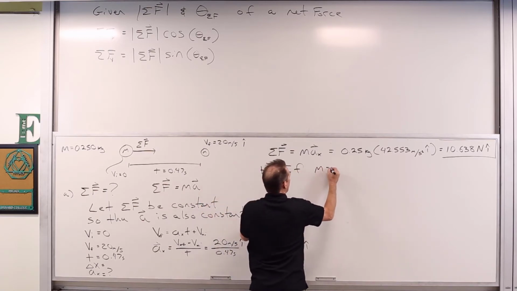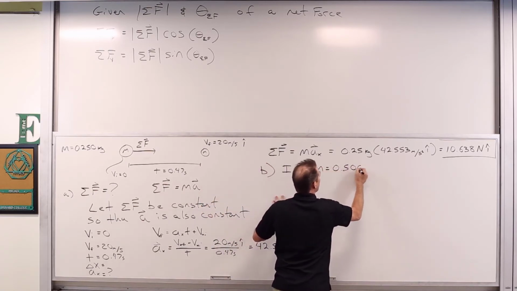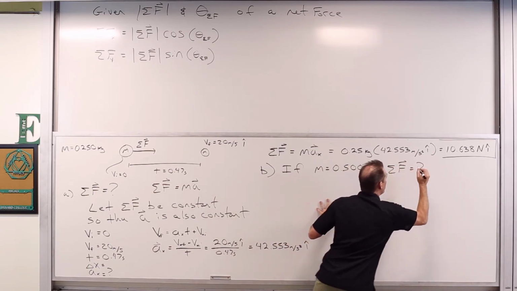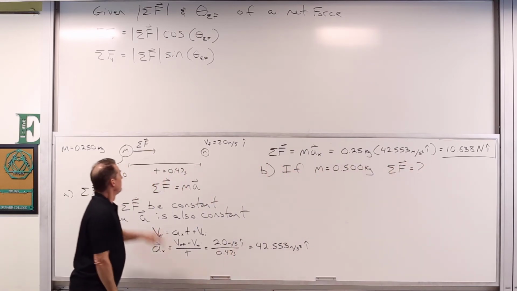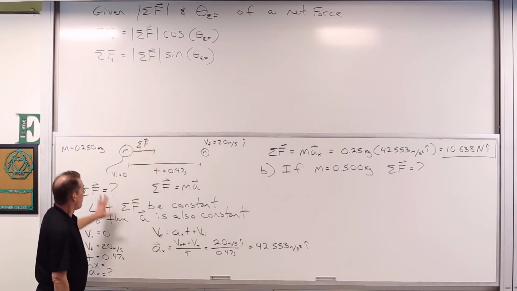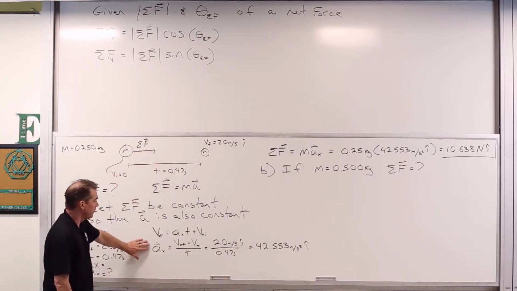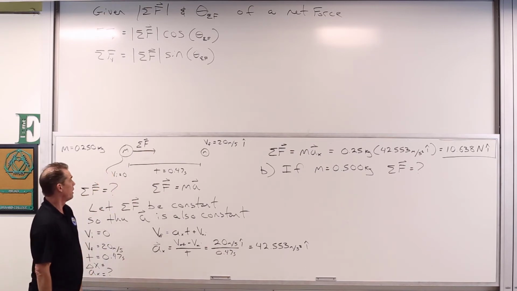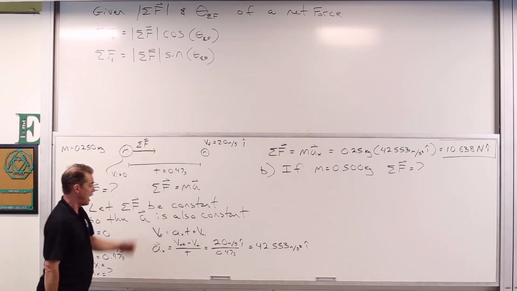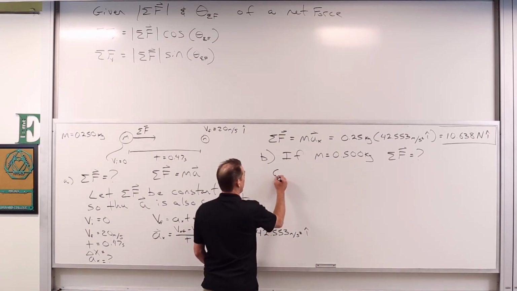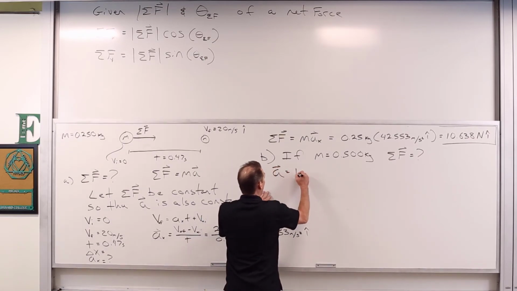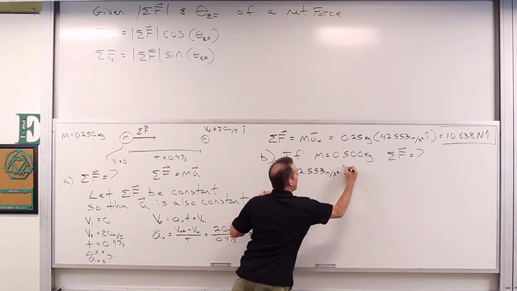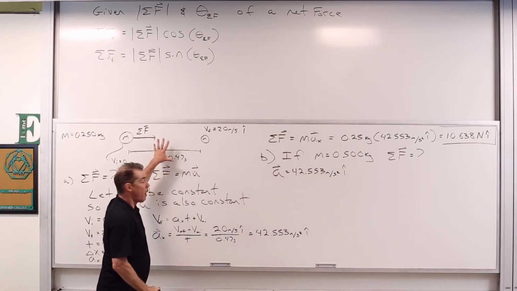if m were to be equal to 0.500 kilograms, sigma F hat is equal to what? So the same scenario here, we'll recall that in computing this acceleration, we didn't care what the mass was. The acceleration was just a function of the change in velocity that occurred over the time interval. So this is still the acceleration. a hat is still going to be 42.553 meters per second squared in the I hat direction if this is what we want it to do.